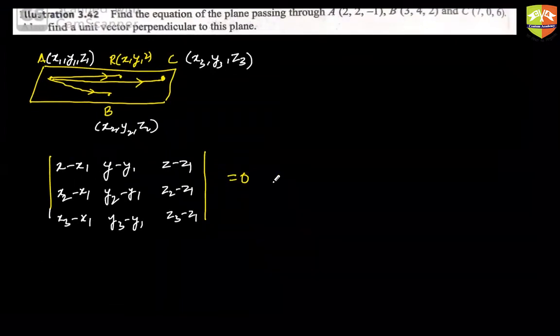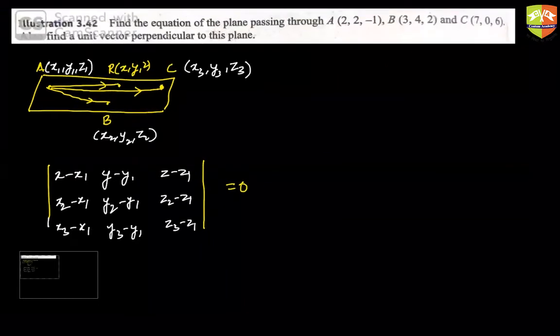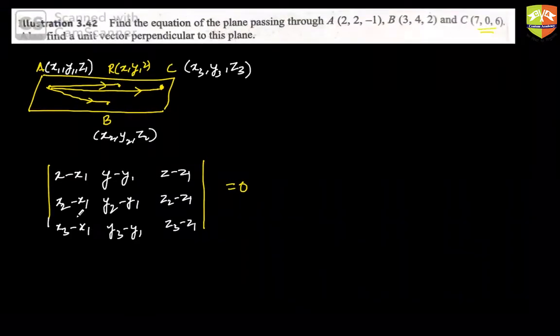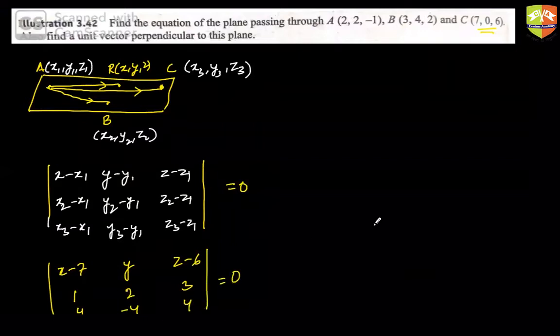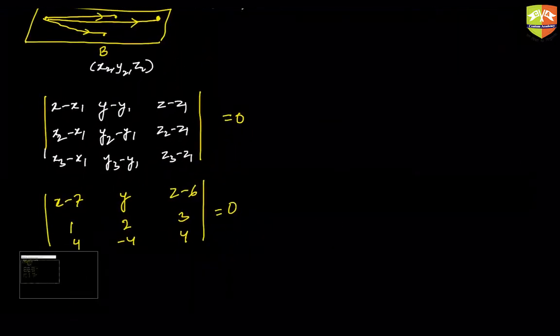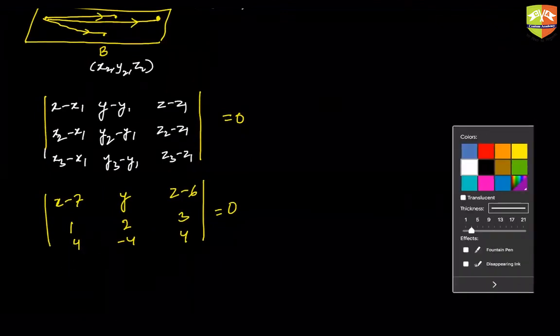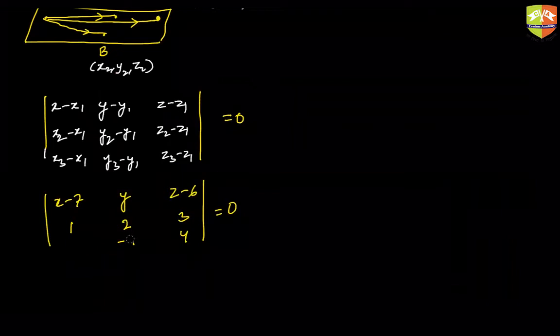So when you use this in our given problem, let's take our x1, y1, z1 to be our point C because it looks simplest of all. x minus 7, y minus 0, z minus 6. And take the difference of any two points you want. Doesn't really matter. So let's say I take the difference of AB. So I get a 1, I get a 2, I get a 3. Then I take the difference of BC, let's say. So I get a 4, I get a minus 4, and I get a 4 again. Equated to zero. Just drop the factor of 4 throughout just to save our time. So I'll make it 1, minus 1 and 1.